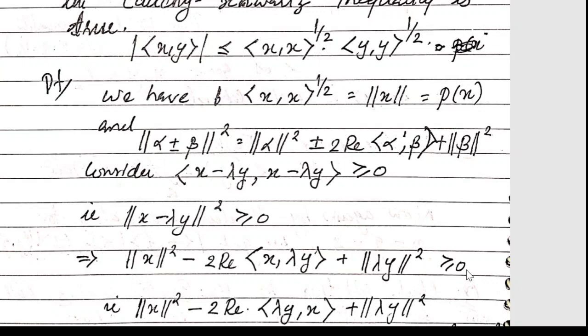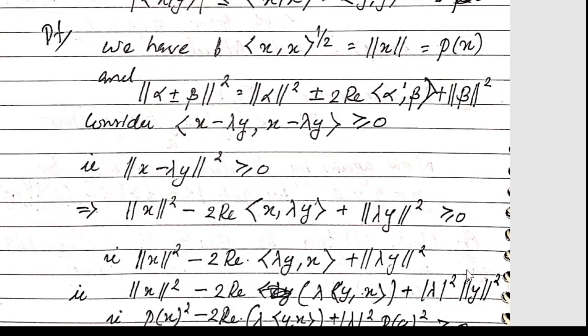And this quantity is greater than or equal to 0. Now that is norm x square minus 2 times real part of, I'm writing this in the reverse way. That is, when you are taking the conjugate also, the real part of a complex number and its conjugate are the same. So I can write real part of inner product of lambda y comma x plus norm of lambda y square. That is norm x square minus 2 times real part of, I can take this lambda outside, so lambda into inner product of y, x, plus, from this I can take mod lambda square, so mod lambda square into norm y square.